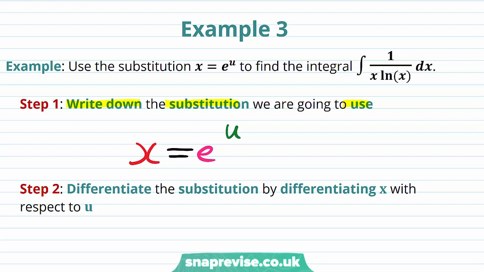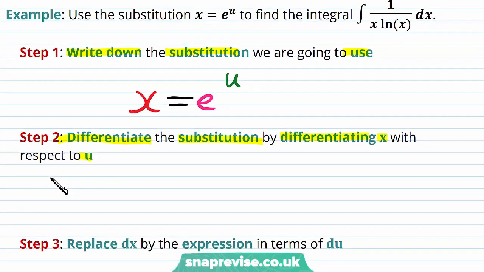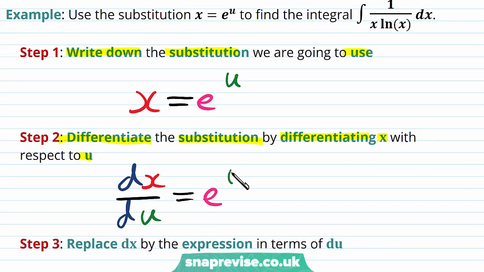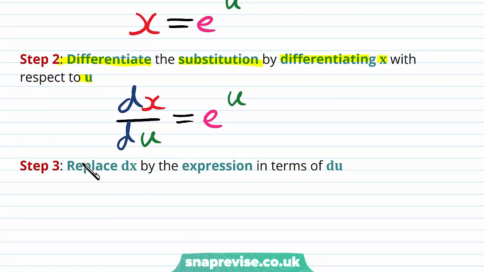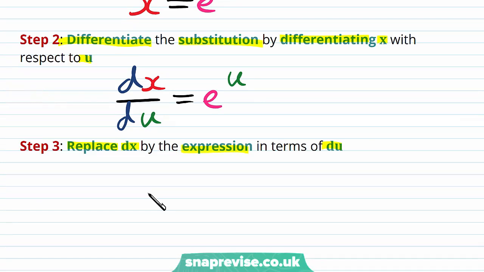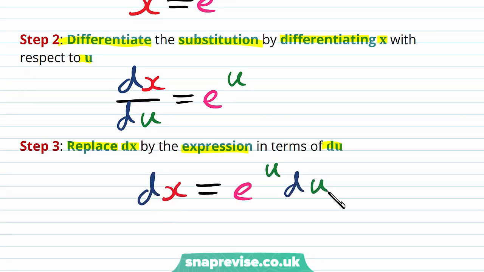And so our second step is to differentiate the substitution by differentiating this time x with respect to u. So this time we're going to consider dx by du, and of course we're going to get e to the power of u by the very nature of the exponential function. Our third step is to replace dx by the expression in terms of du. By rearranging, we get that dx is equal to e to the power of u du.